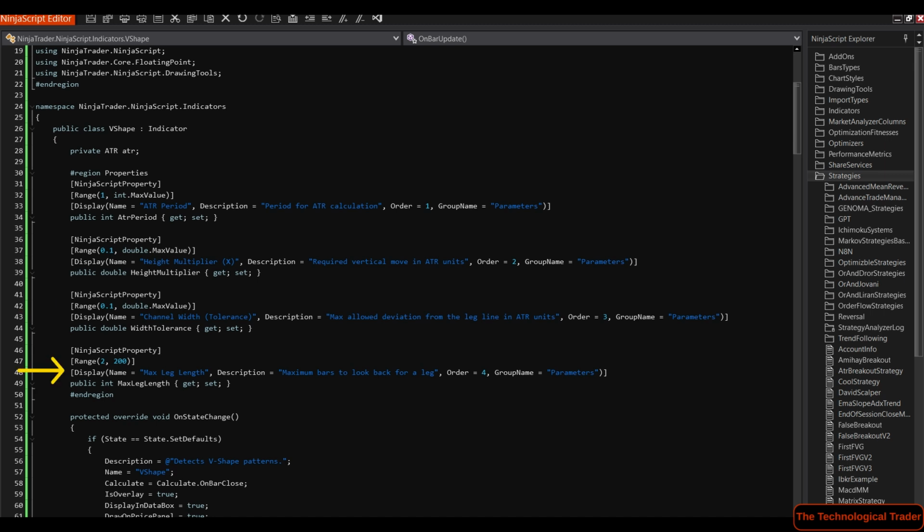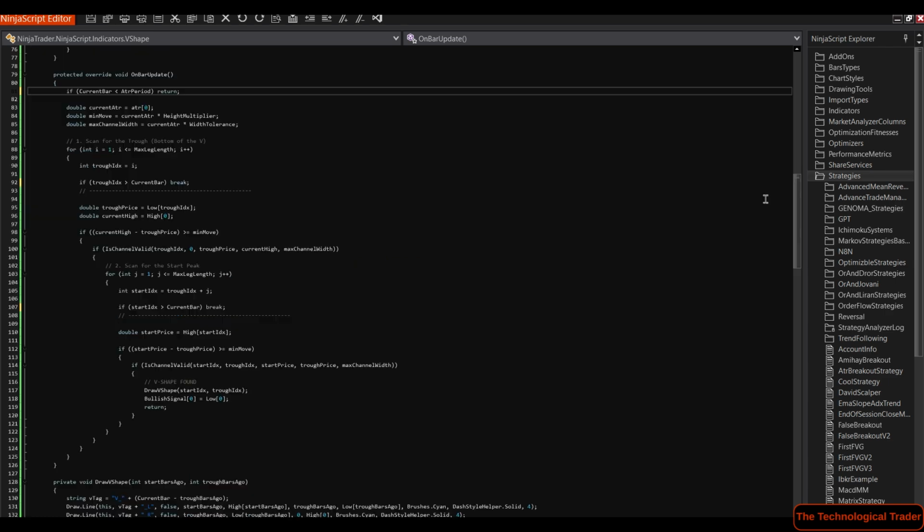Finally, there is the max leg length, which sets the maximum number of bars the algorithm will look back to identify a single leg of the V-shape. Now, let's get into the brain of the indicator, the on-bar update function. This is where the actual logic happens on every single candle. I'll explain this in a way that's both technical and intuitive.